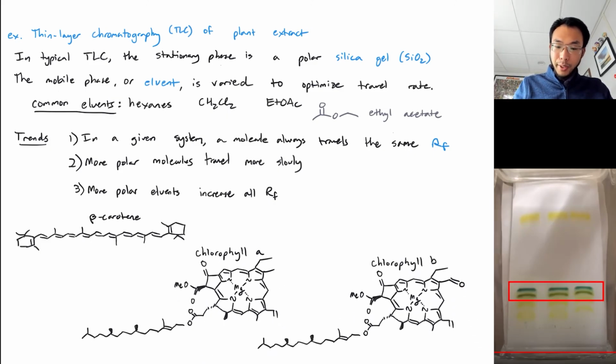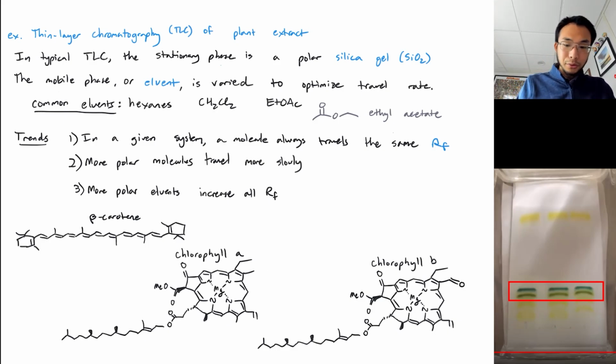Two of the greener spots, or greener bands, in the TLC are chlorophylls. In this case, we're going to be able to identify chlorophyll A and chlorophyll B. So I have those structures here. If you're looking at the actual TLC plate, of the two bands, there's a more turquoise one that's a little bit more nonpolar, or higher RF value. And there's one a little more green that is lower in RF, or more polar.